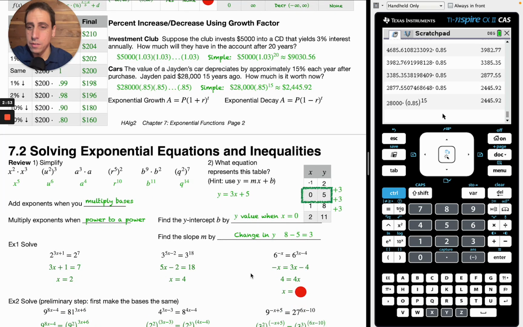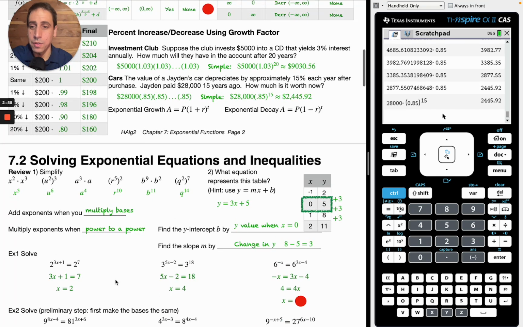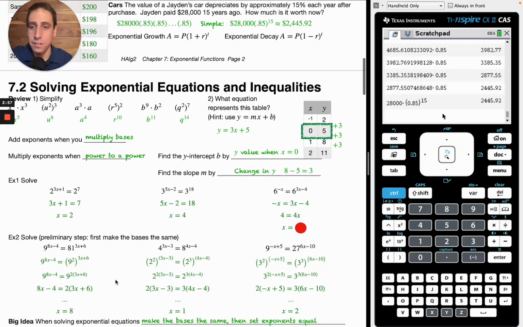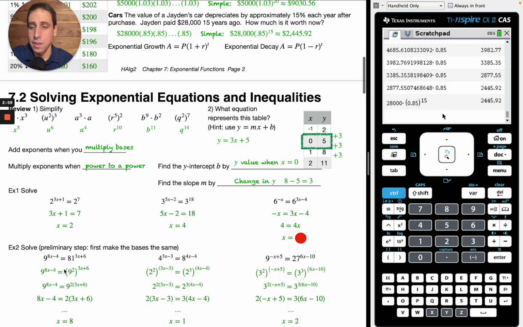Preliminary step. So first make the bases the same. You can see here in this next set of equations, the bases are not the same. And that's okay. It's not easy, but it's doable that we can actually change the bases. If the bases are not the same, then we can change them to make sure that they are the same. So therefore, 9 and 81, I think we can turn the 81 into a base of 9 instead, because then the bases would be the same.